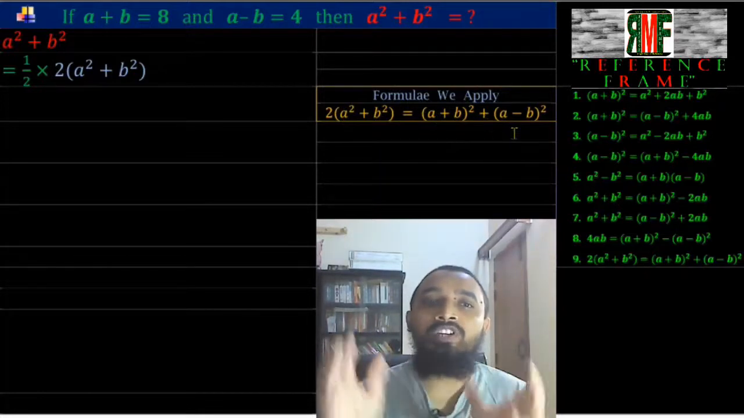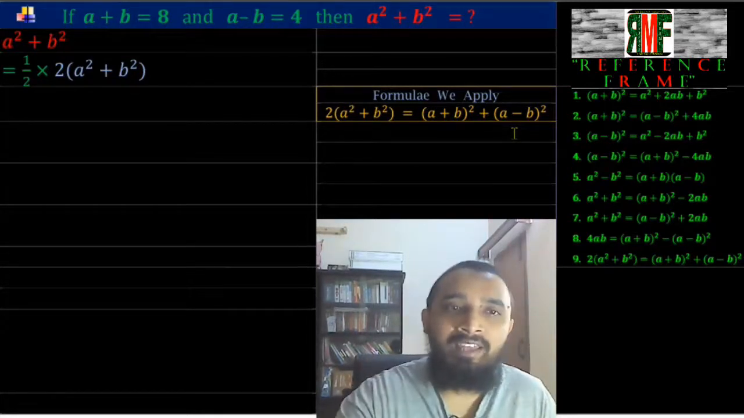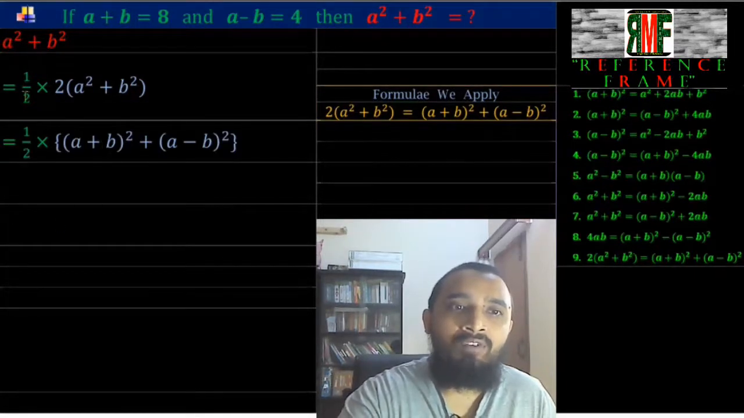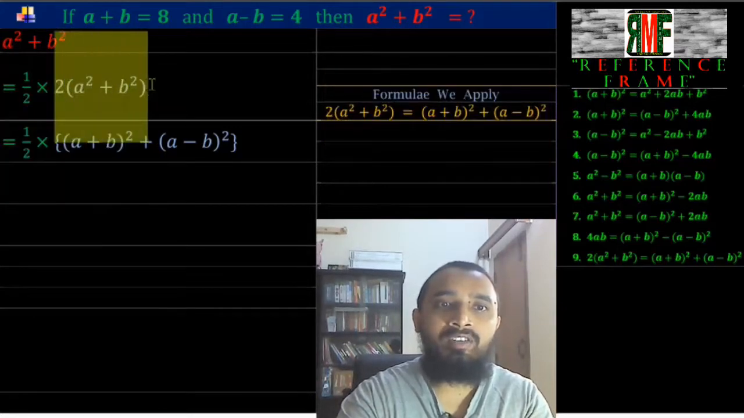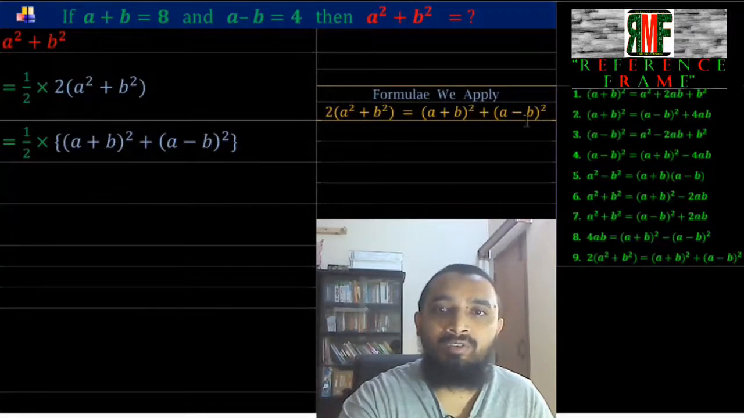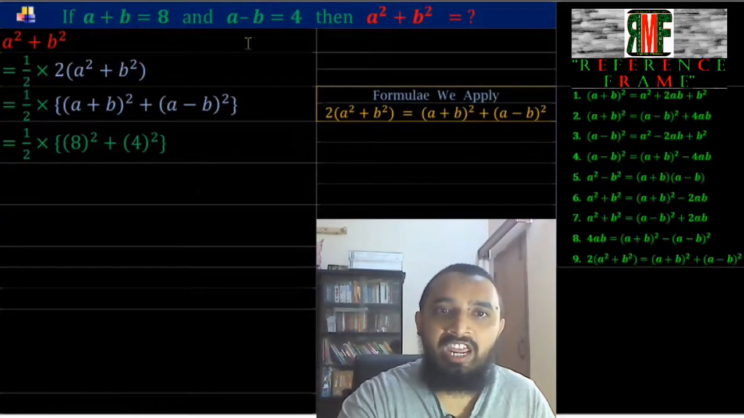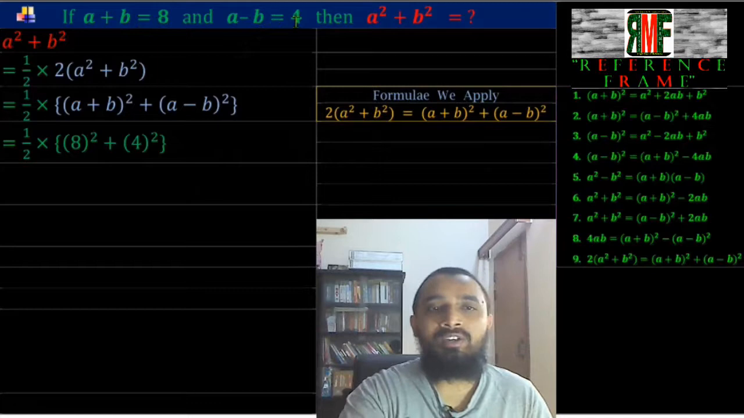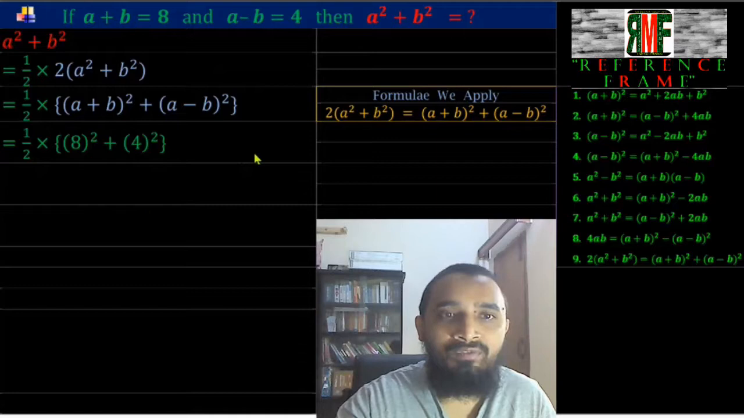Now we just need to put in the values. Before applying the formula, the half remains as it is. Instead of 2 into a square plus b square, we apply the corollary, a plus b whole square plus a minus b whole square. Now we put in the values: a plus b is given as 8, and a minus b is given as 4. After putting in the values, we get a situation like this.